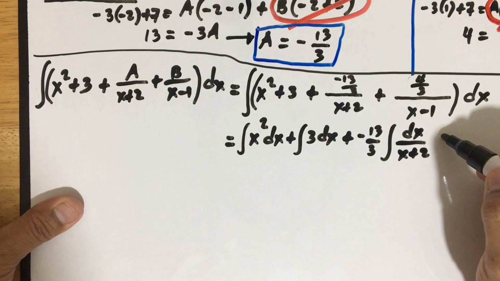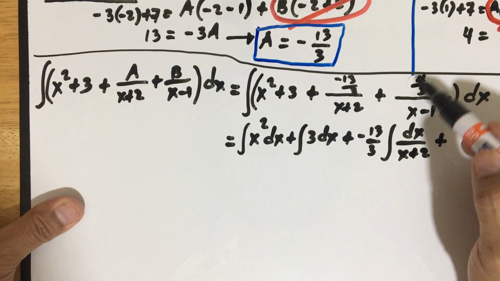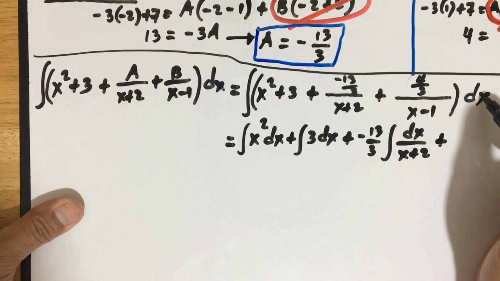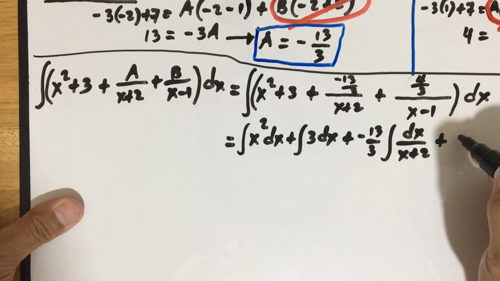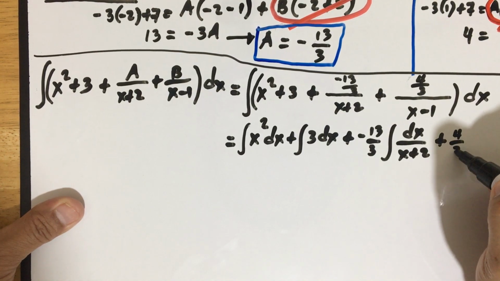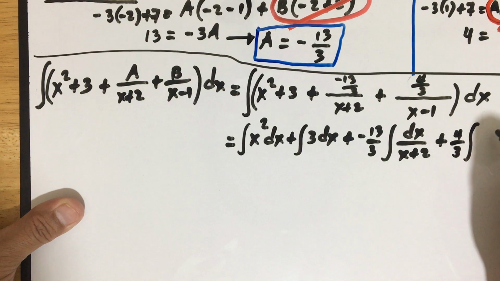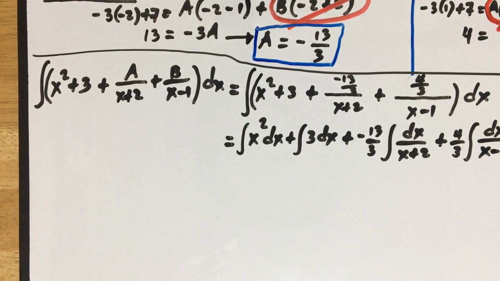Okay, and then plus, the same as this one. This is a constant multiplied by dx. Put the constant on the left side of the integral sign, then dx here, divided by the denominator, which is x minus 1. So we are now integrating each term individually.